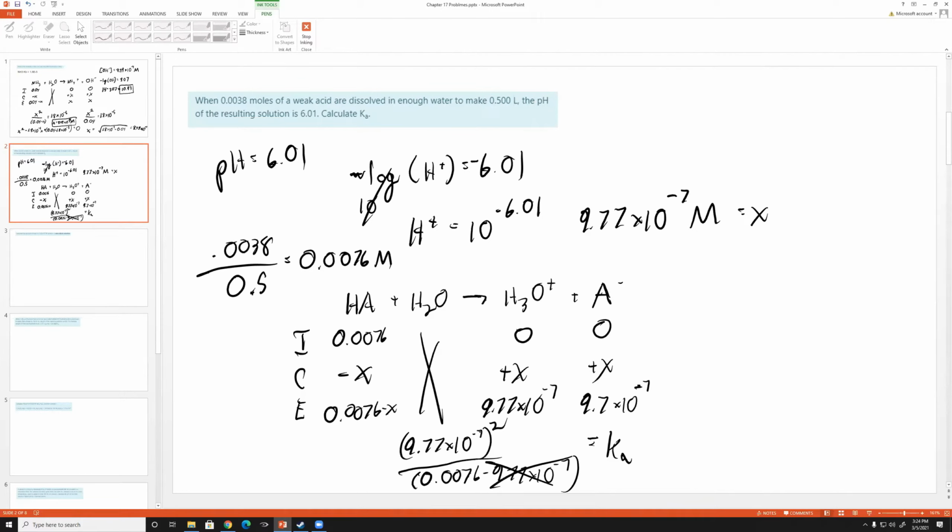It doesn't really matter much because we can easily put this entire expression in our calculator. But since the starting concentration of the acid is only 10 to the negative third, meanwhile the X value is 10 to the negative 7th, it's definitely negligible when you're adding and subtracting. So we can solve for Ka very easily. And it equals 1.26 times 10 to the negative 10th. So it's a very small Ka. It's a very weak acid. And that makes sense because the pH of this weak acid is 6.01. So it's barely an acid. So that makes sense that it's a small Ka.